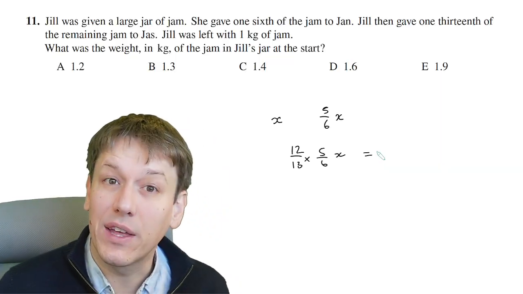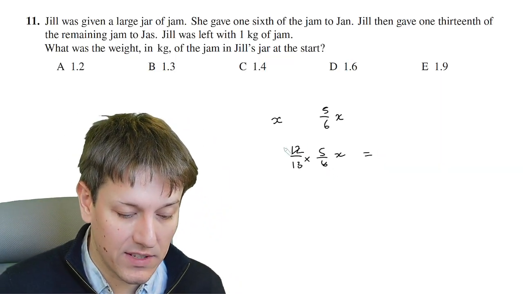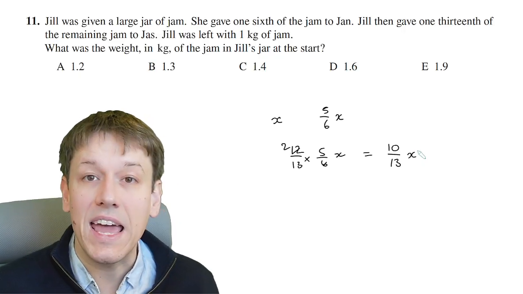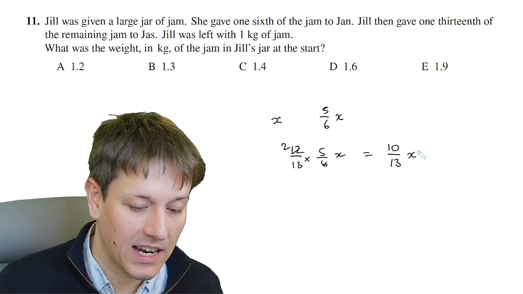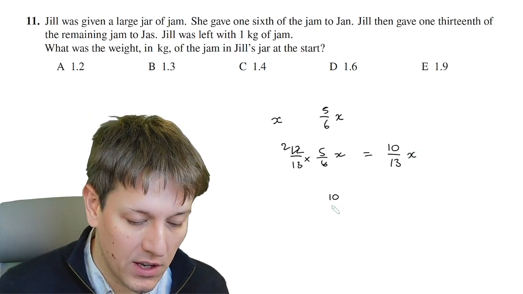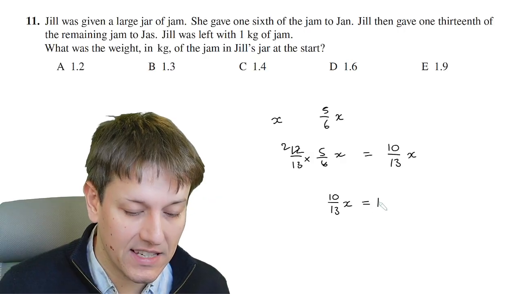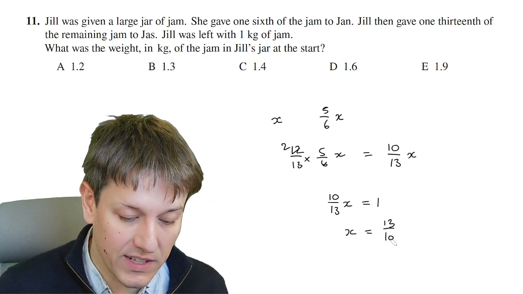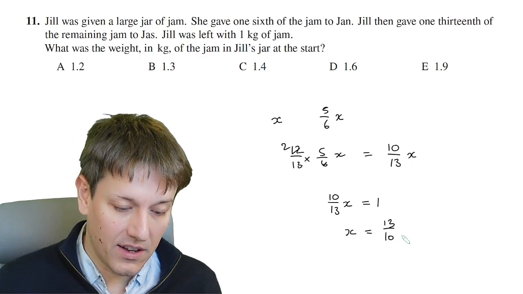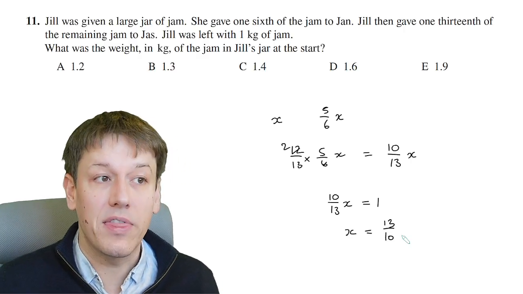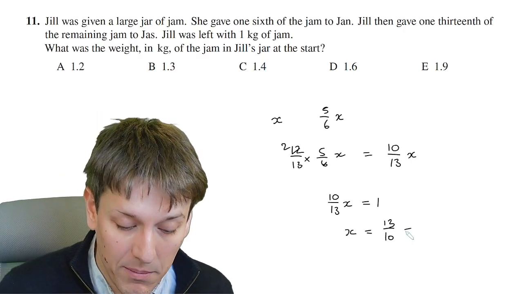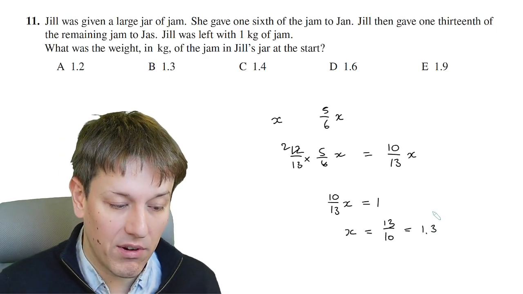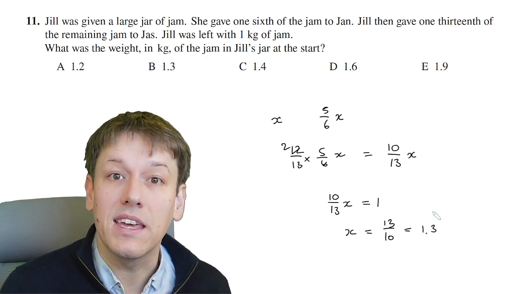We can simplify down that fraction. We can see there's a factor of 6 top and bottom here, so I'm just left with 10/13 of x, and we know that that is exactly 1 kilogram of jam. So 10/13 of x is equal to 1, and that means that x is equal to 13 over 10. Either do that in one step or two. You could multiply by 13 and divide by 10 if you want to, but it means that the amount she starts with is 13 over 10, which is 1.3 kilograms, and so the answer here is B.